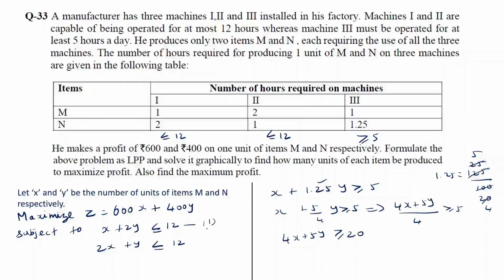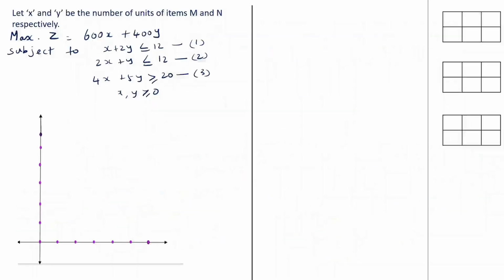So this is the first constraint. This is the second constraint. This is the third constraint. And then we have the non-negative constraints x comma y greater than or equal to 0. So these are the non-negative constraints. And now moving on to solving this using a graph.